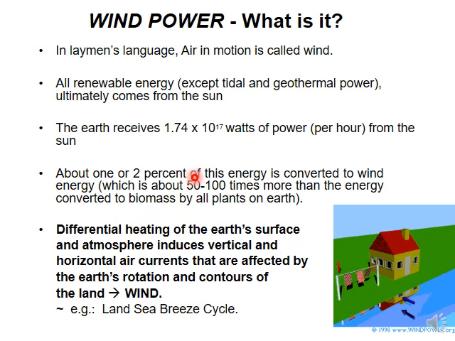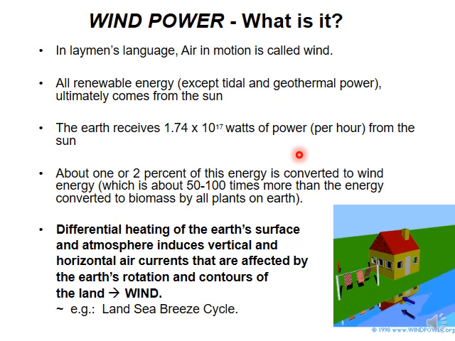So wind energy. First of all, we will understand what is the wind. Wind is the moving air or flowing air, or we can say the air in motion is called the wind.